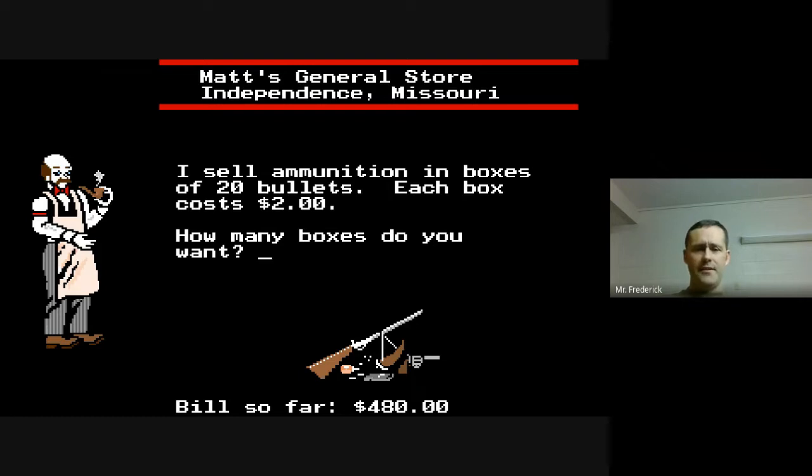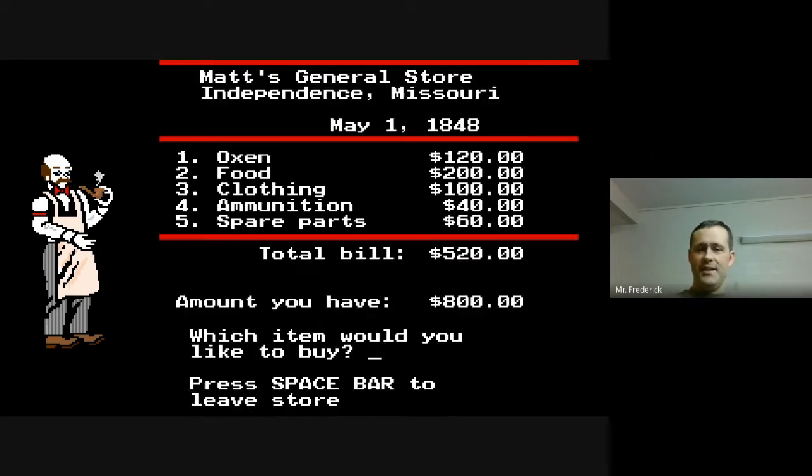I probably want 200 bullets, maybe. I don't know. Let's get 20 boxes. They're only $2 a box, right? So I'm at $520. That means I have $280 for emergency resupply, paying guides to help me get across the river, or whatever else. Let's hope it's enough.